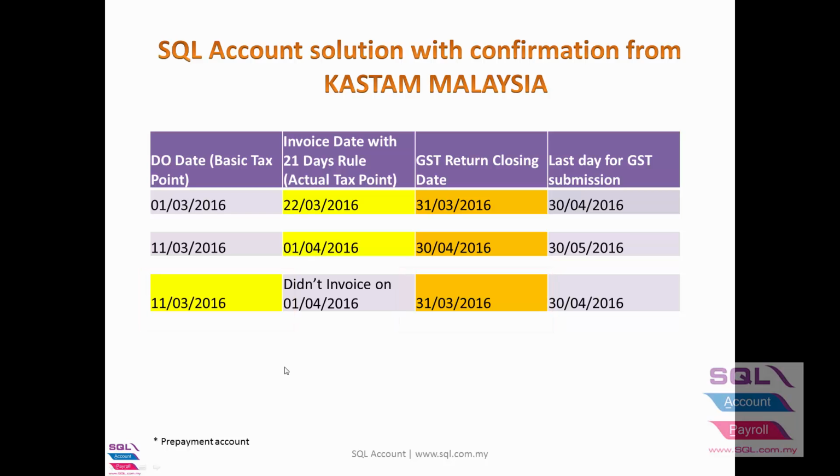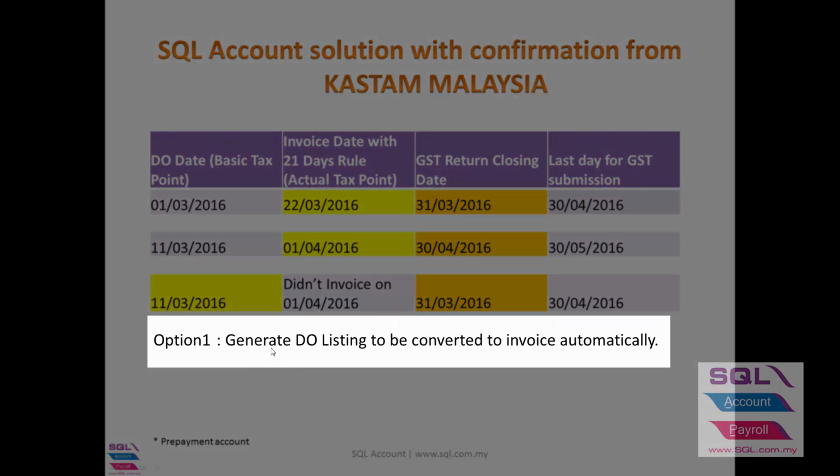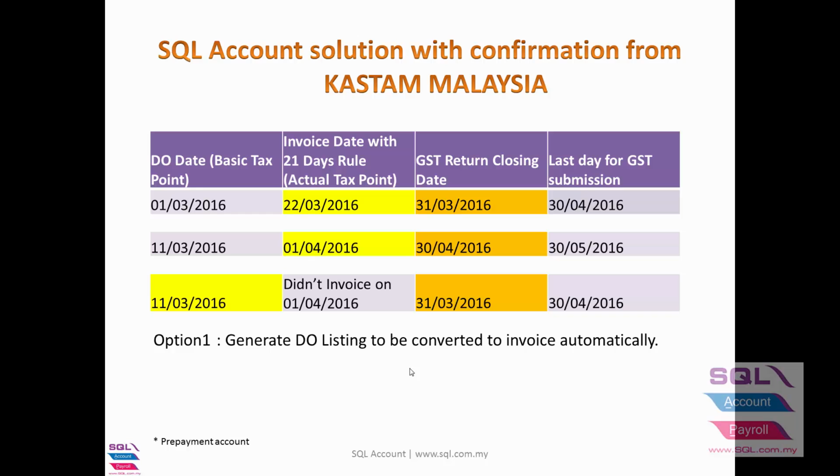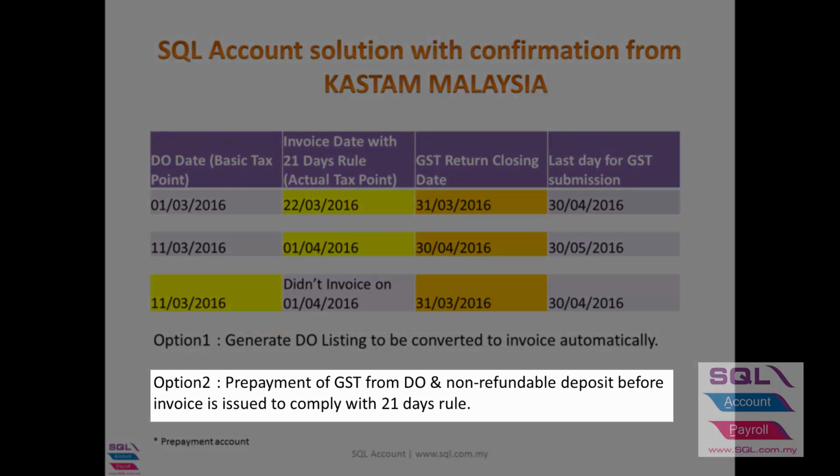SQL Account will give client 2 options. Option 1, we will generate a DO listing for all the DOs that are 21 days or more without an invoice. It will be giving you a listing and this listing will convert to an invoice automatically. Some software will be able to do this, but SQL Account will do more than this by giving client an option 2. Option 2 basically is that we will use the DO or the non-refundable deposit even without an invoice and generate tax in order to comply to the 21 days rule.